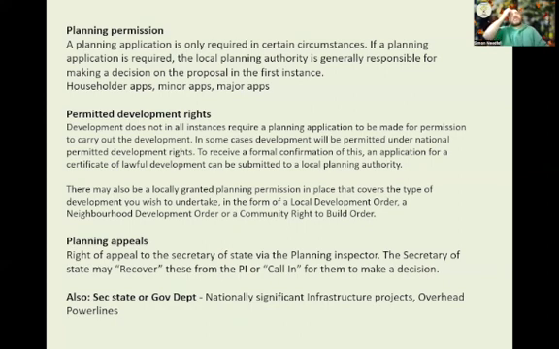If we look at planning consents, there are different stages. We've got planning permission, so that's the basic permission that most people will be applying for. That's where an application is required, and the local authority is generally responsible for making a decision on that proposal in the first instance. So this might be some householder applications, that might be if you're looking for a large extension or conversion of the house, minor applications and major applications.